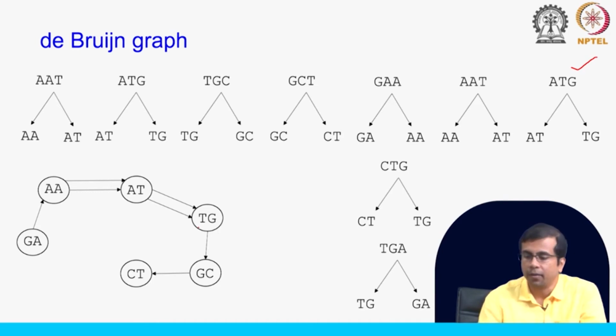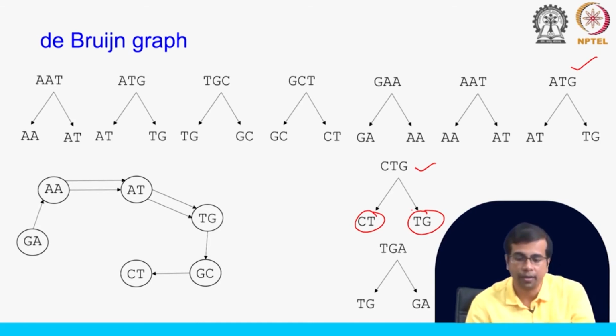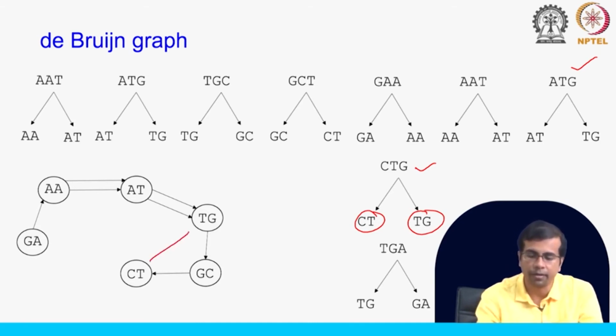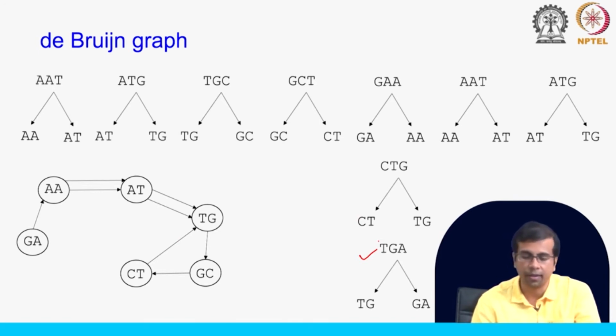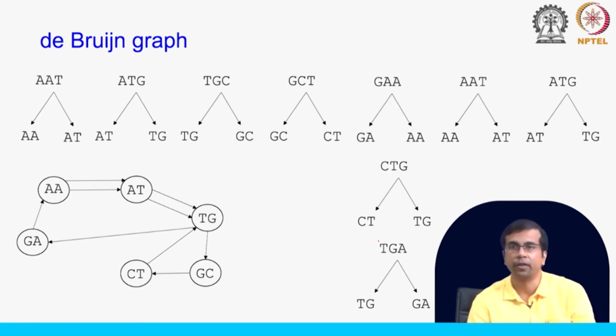Now, moving on, we can come to this CTG, and what we see is that these nodes actually exist, CT and TG, both these k minus 1 mers actually exist as nodes in the graph. So, what we need to do is simply add this edge, add this connection, and finally, we have this one, TGA, and again we can check whether this TG and GA exist in the graph. Both of them do. So, then we add this edge. So, this actually completes the overlap graph.